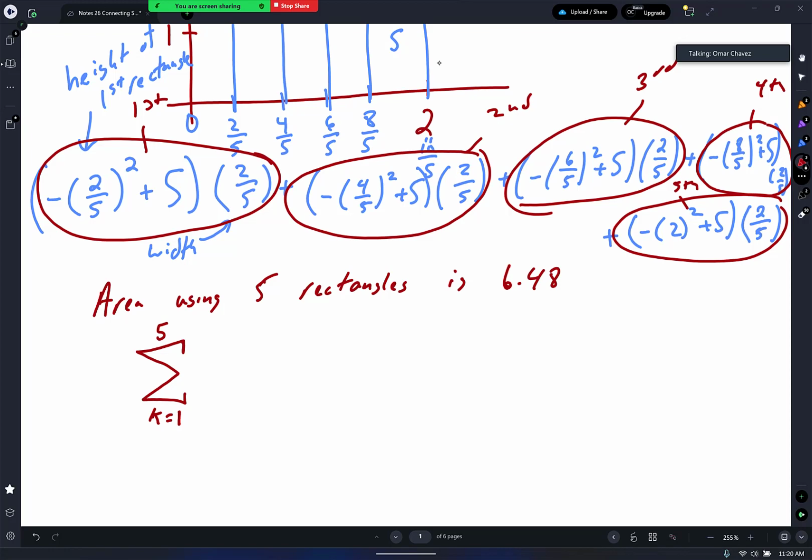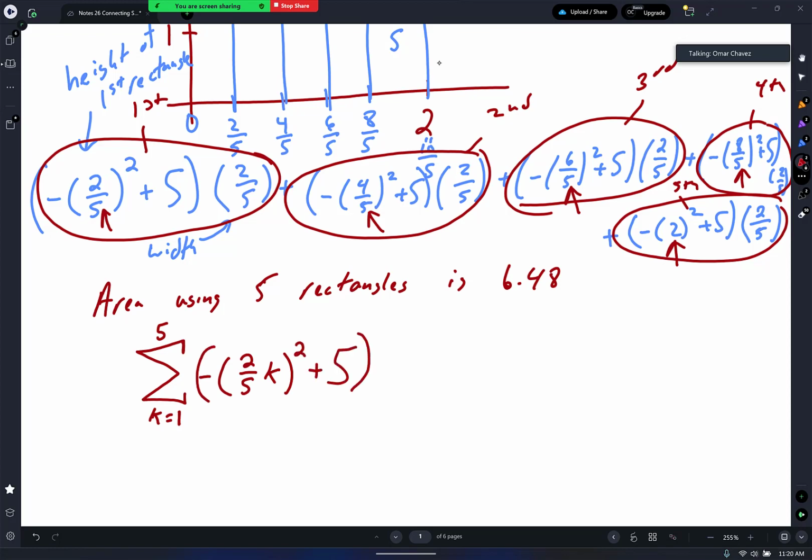And I need to figure out an expression that when I plug in a 1, I'll get a 2/5. When I plug in a 2, I'll get a 4/5. When I plug in a 3, I'll get a 6/5. When I plug in a 4, I get an 8/5. And when I plug in a 5, I get a 2. They're making it simple because all the delta x's are consistent. They're all 2/5 apart. So I know that I can just do this. Negative parenthesis 2/5, and then I can put the letter K, close it, squared, plus 5.